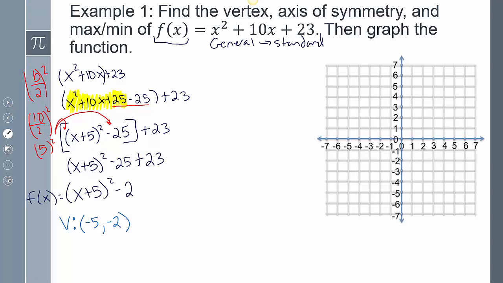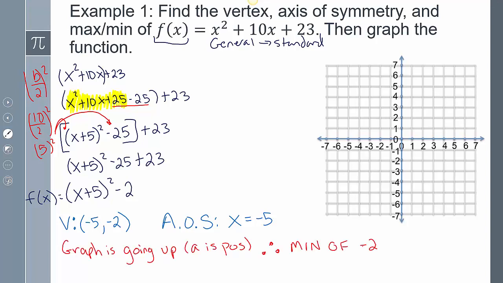So now my vertex is just negative 5, negative 2. My axis of symmetry we established is x equals h, so that's going to be x equals negative 5. And then the max and min, we said that it's always going to be k. Well, because my graph is going up, because a is positive, I know it's going to be a minimum. It's going to be the lowest value. Even kind of sketching this, this is the smallest possible value, so this is going to be a minimum, and it's going to be a minimum of negative 2.